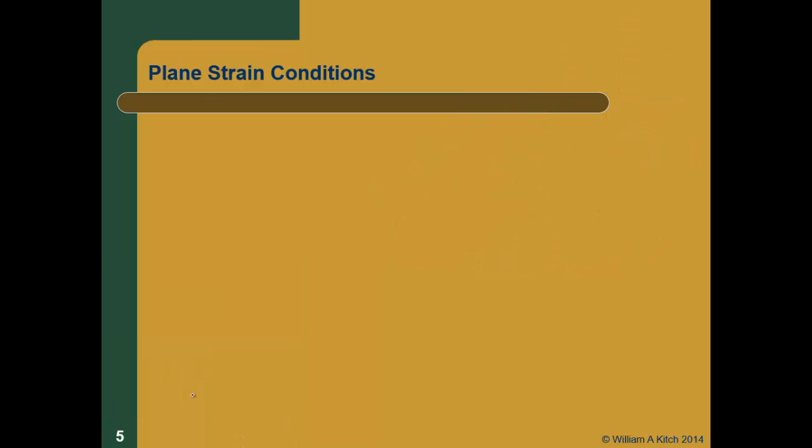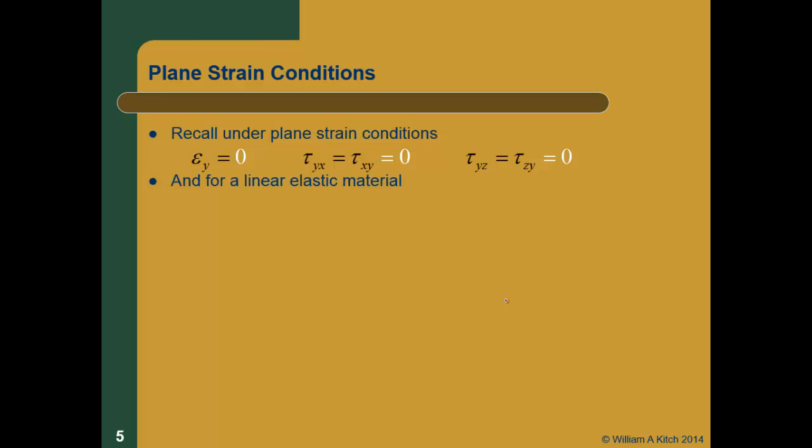Okay, so that's what we're going to do. If you remember, under plane strain conditions, epsilon y was equal to 0, and the two shear stresses in the y planes both have to be equal to 0, or else what's going on in that purple plane is not the same as what's going on in the red plane. So these shear stresses are all equal, and equal to 0.